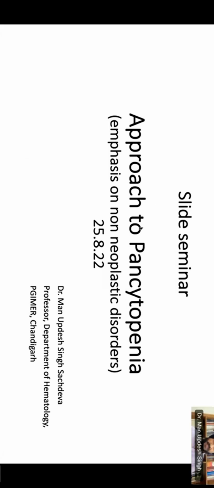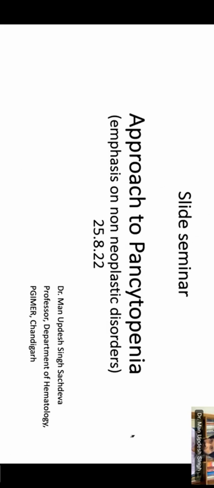So today we'll have a slide seminar. The topic is approach to pancytopenia, and this is mostly the non-neoplastic disorders. I have 4 cases today, and I'll call out the names of the resident and start discussing the case one by one.